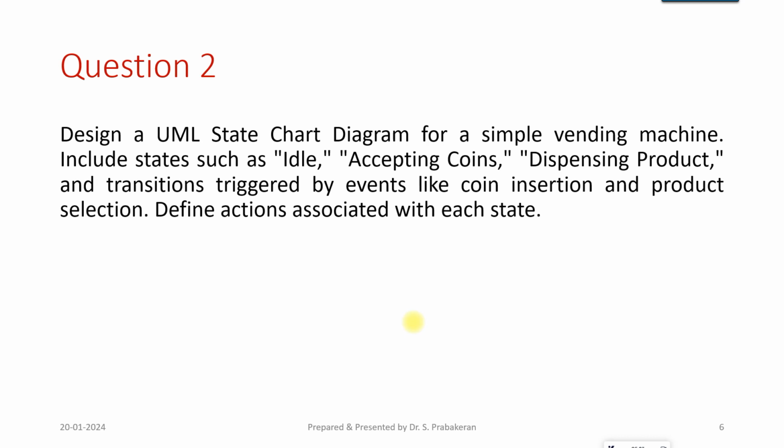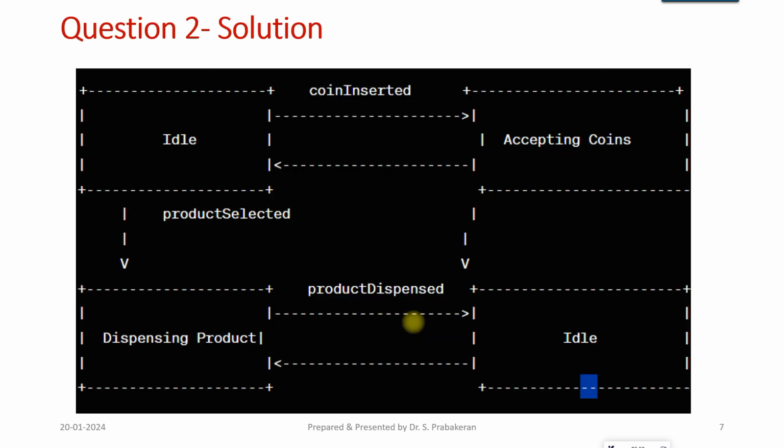Now here the second question: they have asked you to use a UML state chart diagram for a simple vending machine where the states are such as idle, accepting coin and dispensing product, and the transitions are triggered by events like coin insertion and product selection. Now we are going to define the action associated with each state, right?